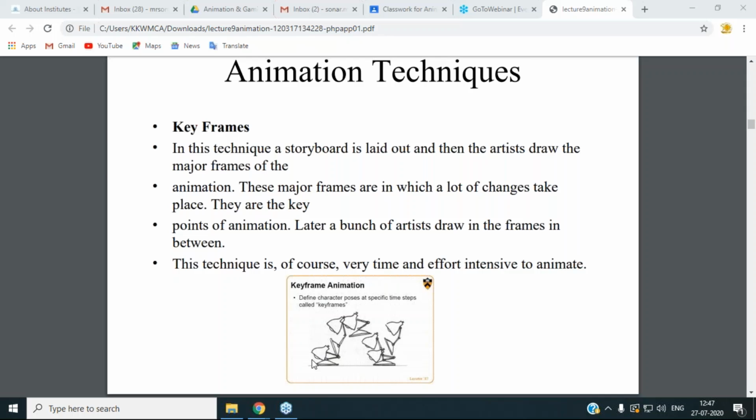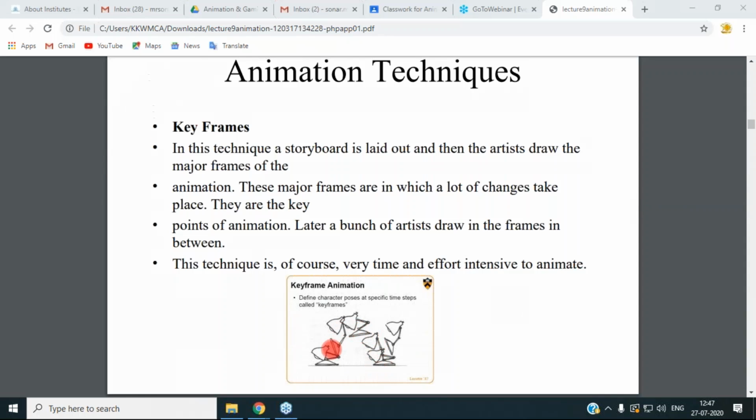So the artist will draw these two frames only. One is this, and this will be the second. So we can call this one the first frame, and this one the last frame. After this, what happens is, in between, what action is to be performed. So it is jumping like this, suppose.